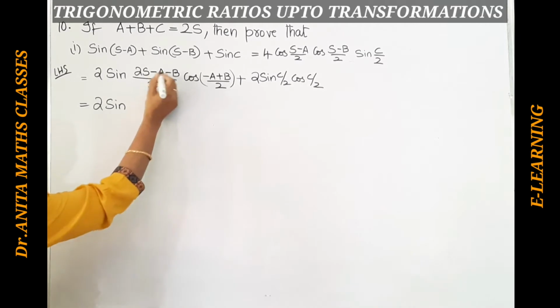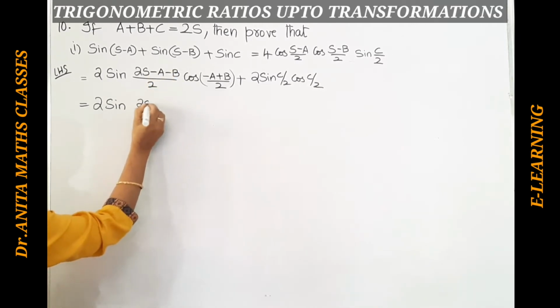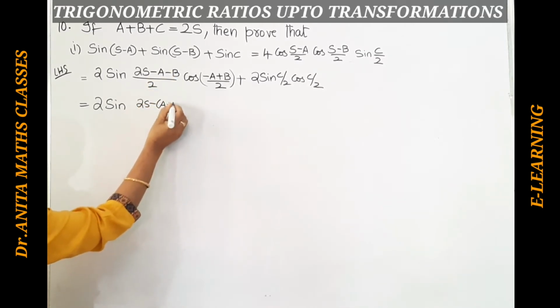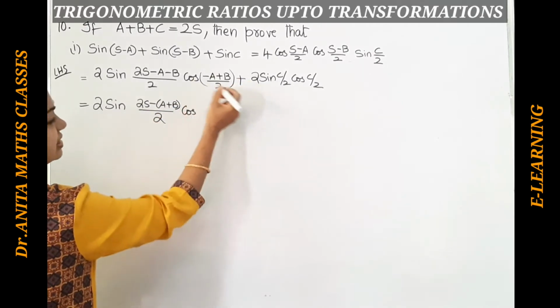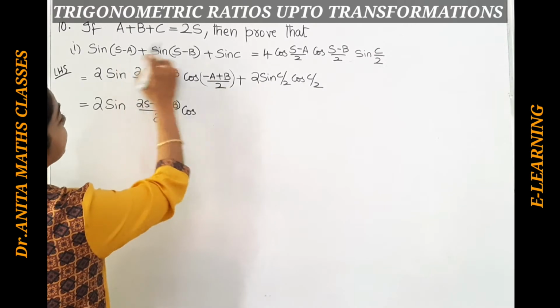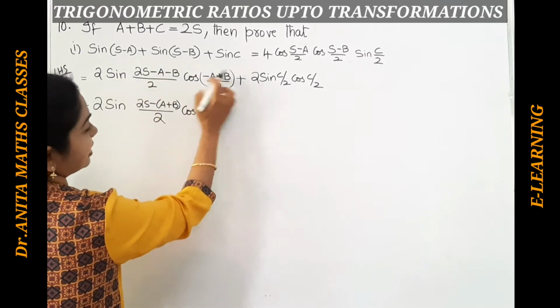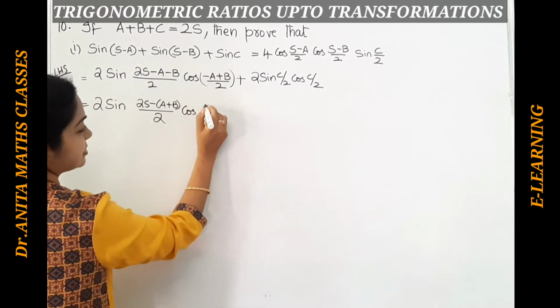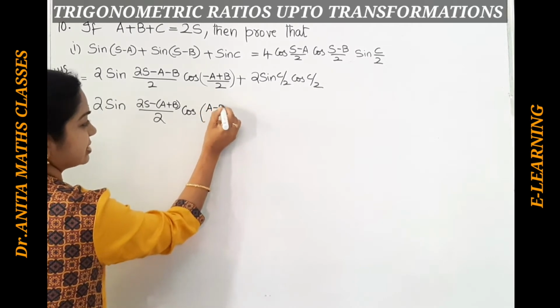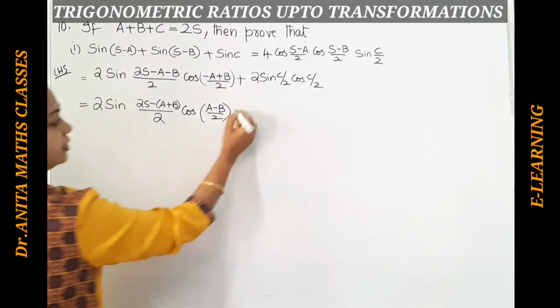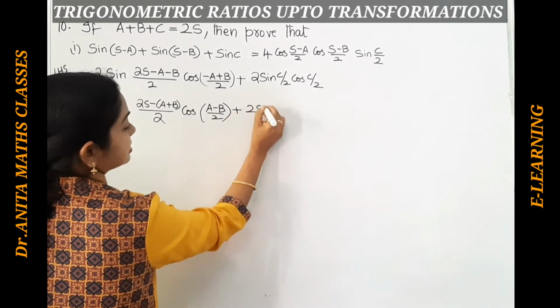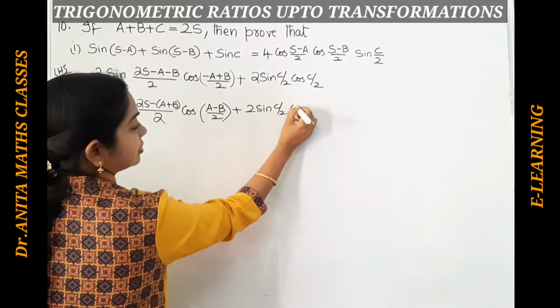See this minus, if you take, this becomes 2s minus A plus B. By 2. And cos of minus theta, if you are taking minus A plus B. Okay, so minus, if you take A minus B, it becomes, so cos of minus theta is plus cos theta. So minus, you can remove it off. Plus 2 sin C by 2 and cos C by 2 here.